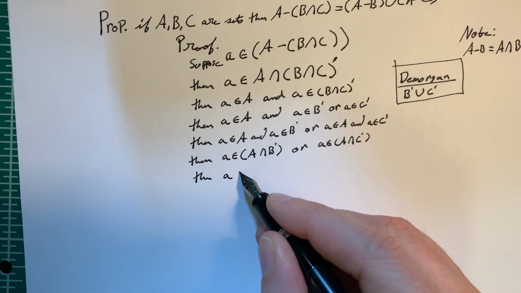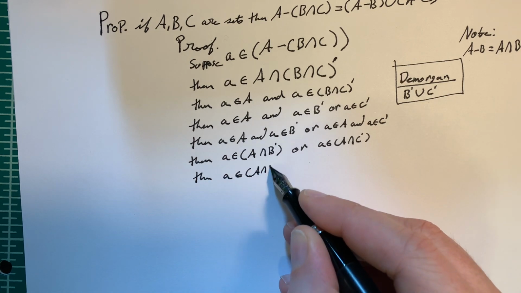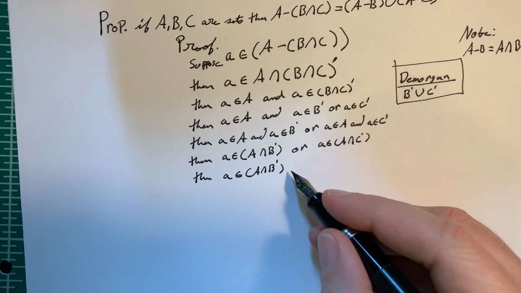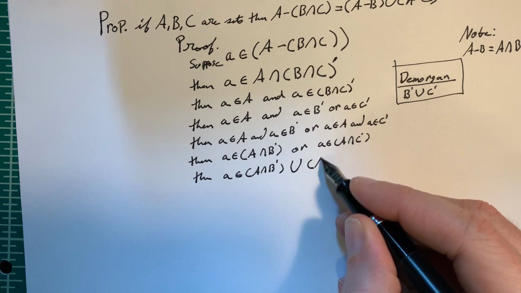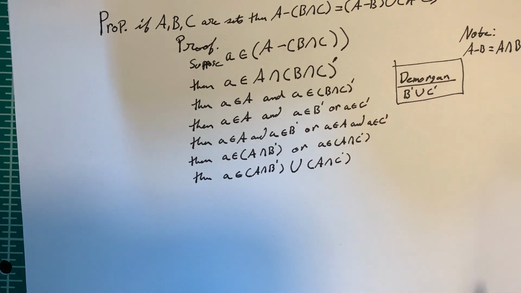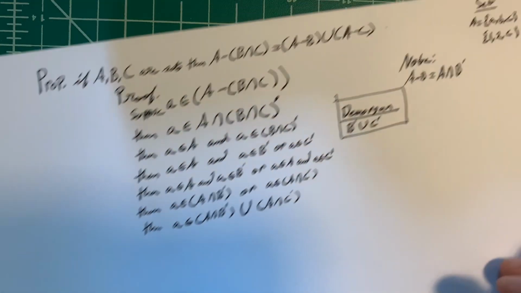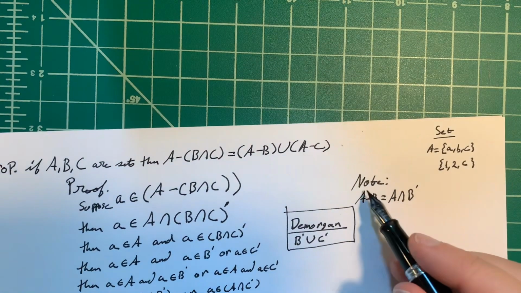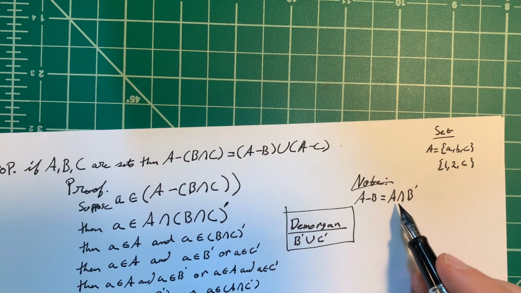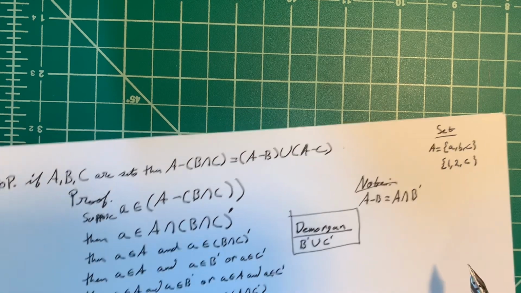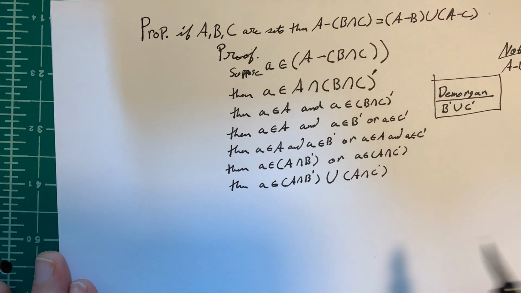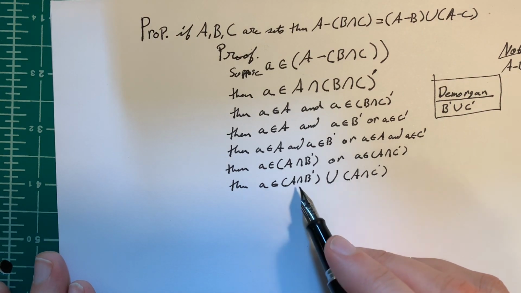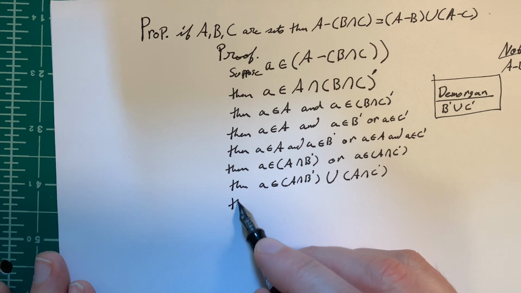So then A is an element of A and B complement, or the set A and C complement. Okay. Now again, this was just a notational thing. A minus B is equivalent to A and B complement. So going back up here, then I can just switch the notation back to what it was.